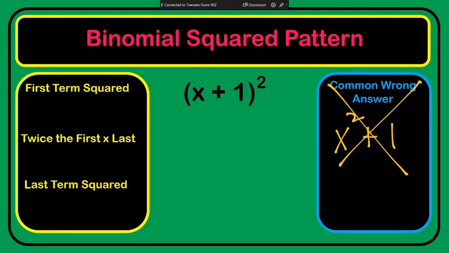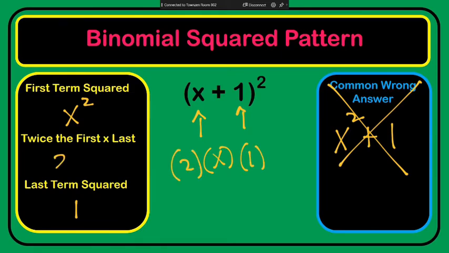So what's our first term squared? It's x squared. What's our last term squared? It's 1. But the middle term is our first term times our last term times 2. So that's going to give us a 2x. And so our final answer on this problem would be x squared plus 2x plus 1.